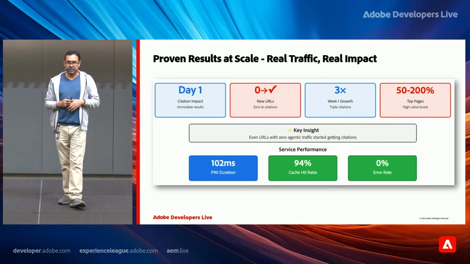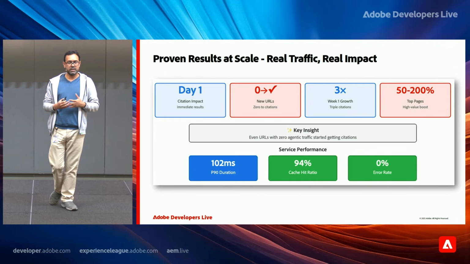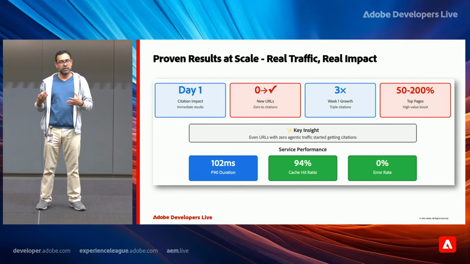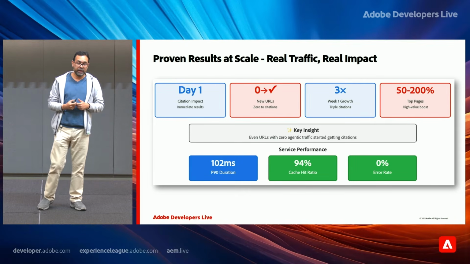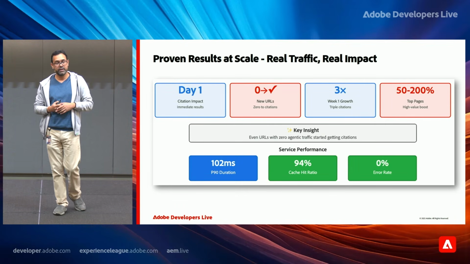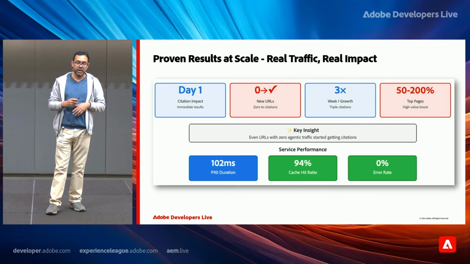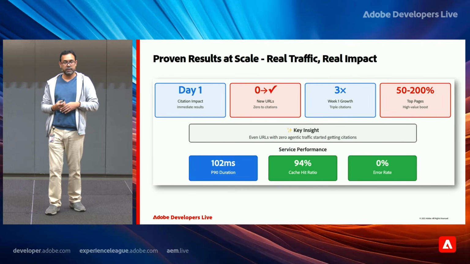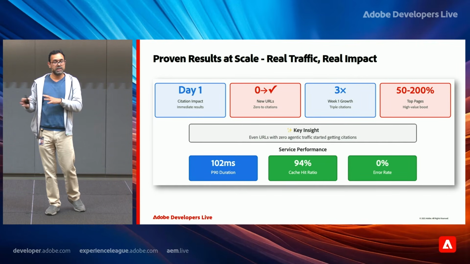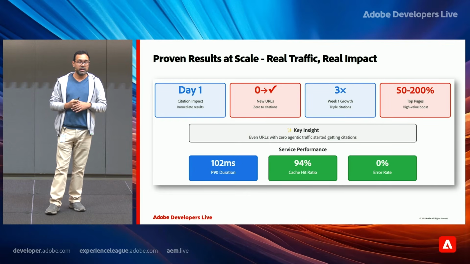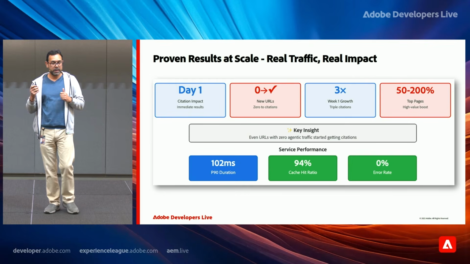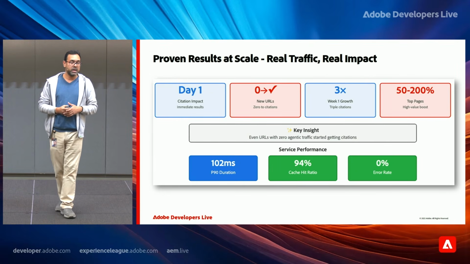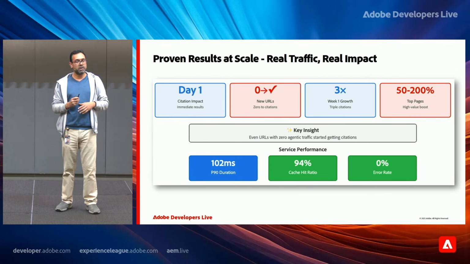After optimization, those also started getting cited, from 0 to visibility. And the third is, we tracked a few pages that already had some AI traffic, and they were top pages. There we have seen a 3 to 5 times increase in their citations and mentions. And fourth, for some of those top pages, we are seeing a 50 to 20% jump in their citations. So the numbers are very impressive.